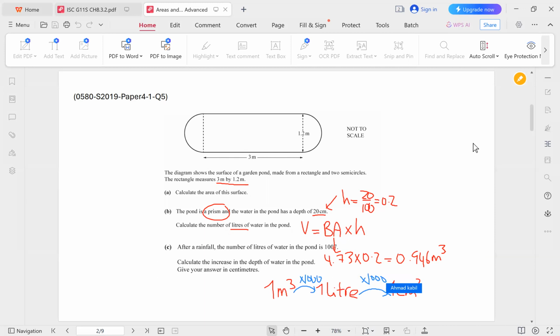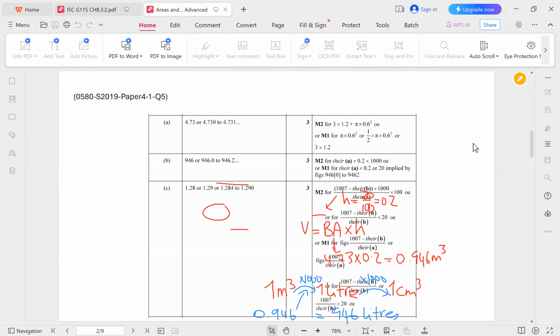So in our case, we have 0.946. We multiply by 1000, so we get 946 liters. This would be the volume of the prism. Let's check the marking scheme. So in B, 946 is the correct answer.